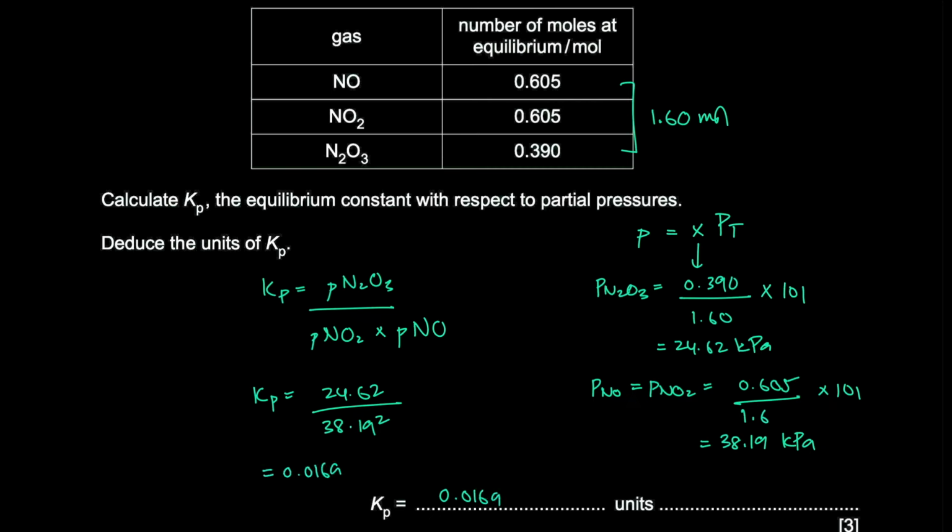The units for Kp are pressure divided by pressure squared, which is 1 over pressure. We have pressure in the numerator, pressure squared in the denominator, so 1 over pressure, and in this case the units of pressure are kilopascals, so the units will be kilopascals inverse.